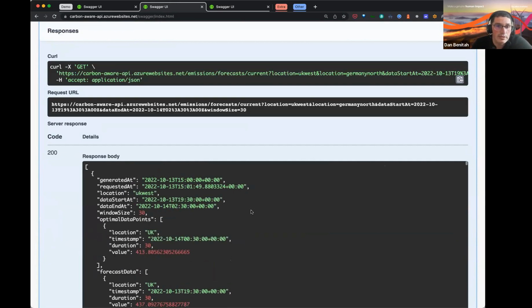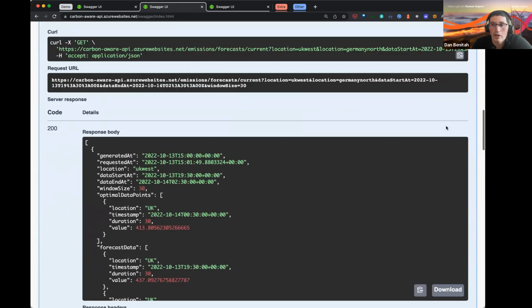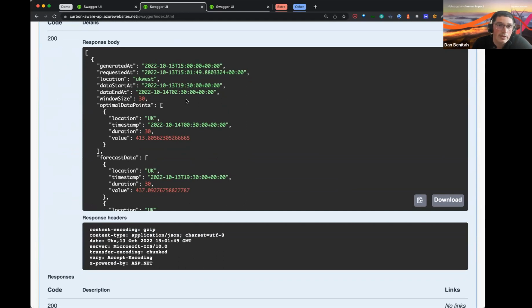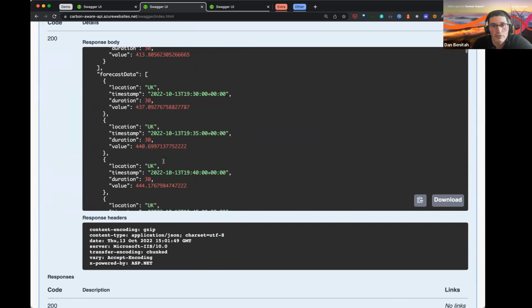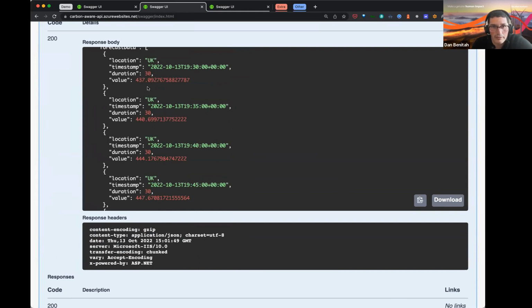So I think what we can see in the output is that we get all of the data back. We get the optimal data points. The reason why this is an array is because there might be multiple locations or multiple time slots that have the exact same rating. And then we get all of the data back. If you look through this, you get every slot as requested.